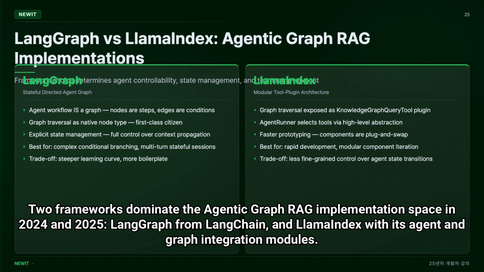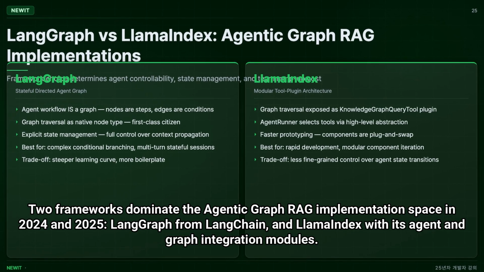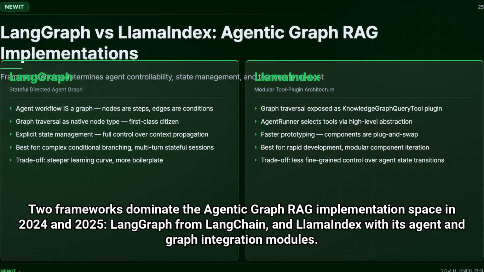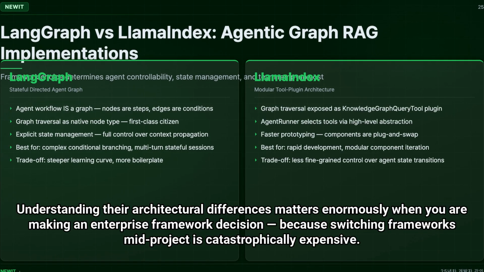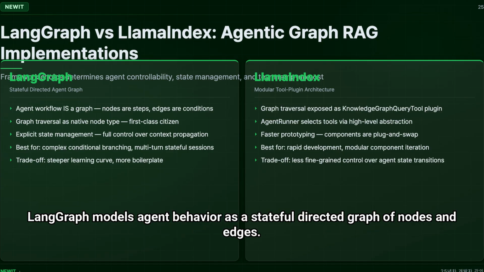Two frameworks dominate the Agentic Graph RAG implementation space in 2024 and 2025: LangGraph from LangChain, and LlamaIndex with its agent and graph integration modules. Understanding their architectural differences matters enormously when you are making an enterprise framework decision, because switching frameworks mid-project is catastrophically expensive. LangGraph models agent behavior as a stateful directed graph of nodes and edges.